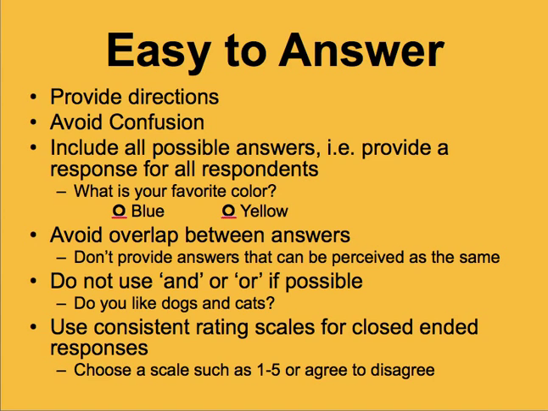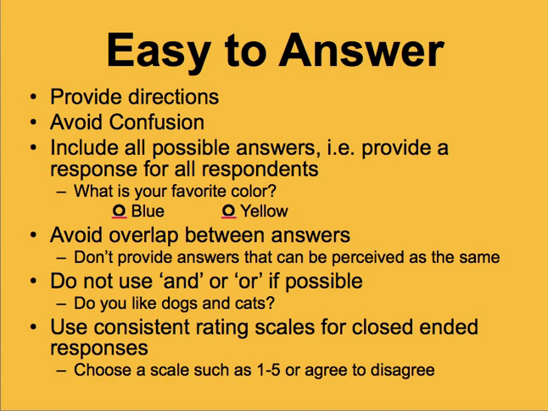Try, if possible, to not use the term "and" or "or" when asking your questions. In the example you see here, do you like dogs and cats? Someone who only likes dogs or only likes cats may not know how to respond to this question because they like one but not the other. So what you want to do is break this question up into two questions where those individuals who only like dogs and only like cats can answer appropriately.